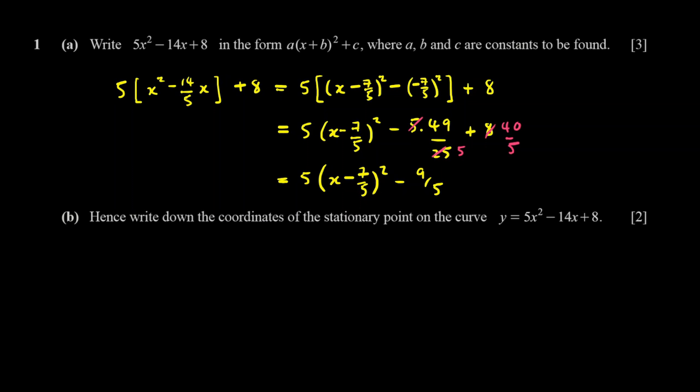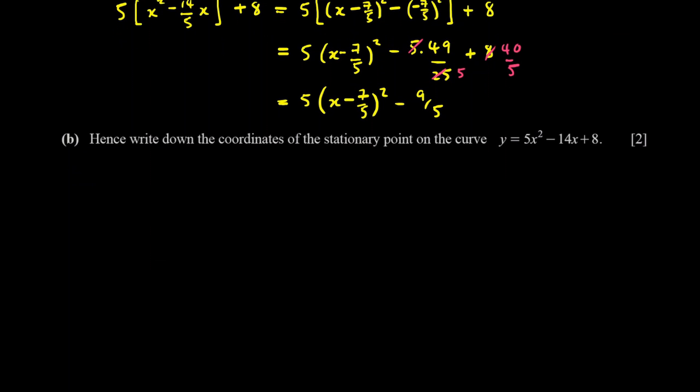Now, what does this mean? We want to write down for part B the stationary point on the curve. Well, hopefully one of the things you will have learnt by now is if we've got k bracket x minus a squared plus b, then the coordinates of the stationary point will be a comma b, right? So in other words, you take this value here as your x coordinate and this value here as your y coordinate. So in this case, we've got 7 fifths as our x coordinate, and our y coordinate would be minus 9 fifths.